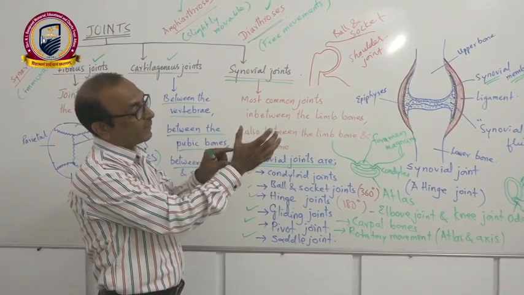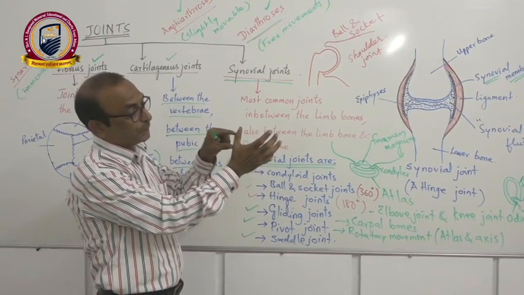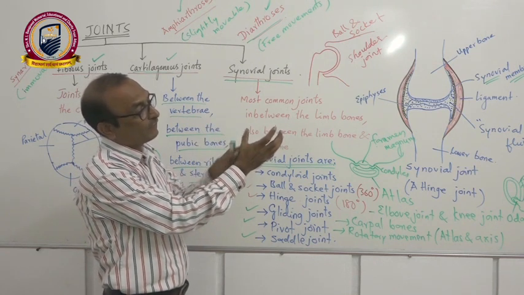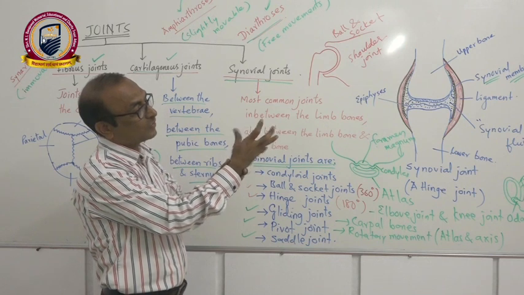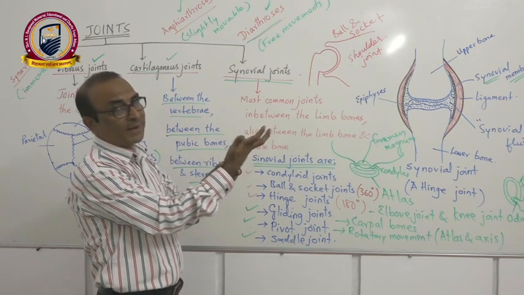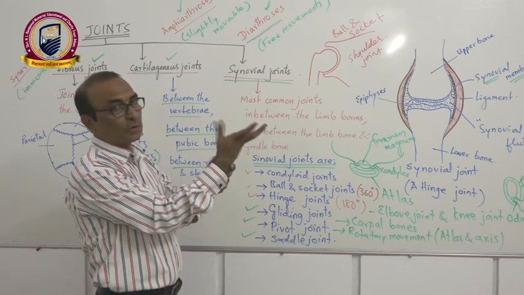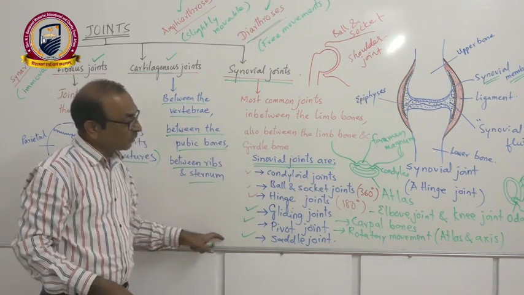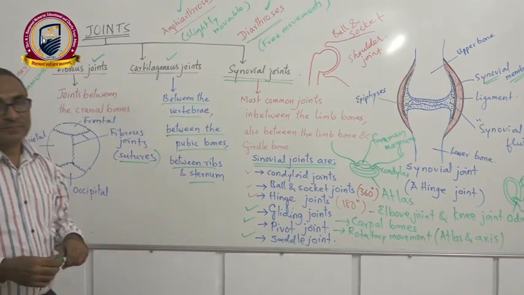The joint between the metacarpal and the phalanges, the first phalange of the thumb. If you take it, it allows movements forward and backward, upward and downward movements. So all these movements are possible. Those are called saddle joints.